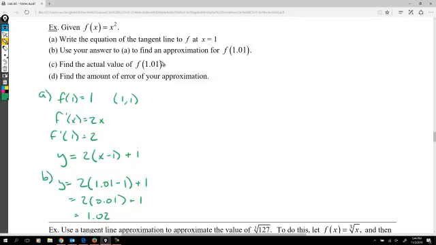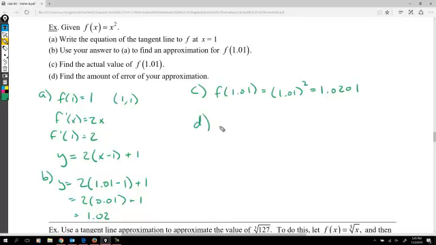And now if I actually find the value of f of 1.01, if I plug this into my calculator, I would get 1.0201. Okay, so what we missed out on is this extra 0.0001 at the end, but this was still pretty close. So it was still a good approximation. It just wasn't exact.